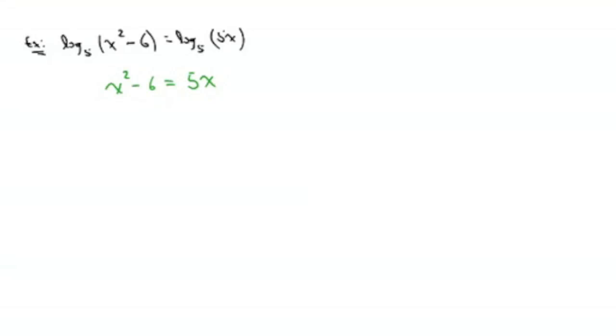Get it equal to 0. Yeah, definitely. So move the 5x over. So you get x squared minus 5x minus 6 is equal to 0. Next step.